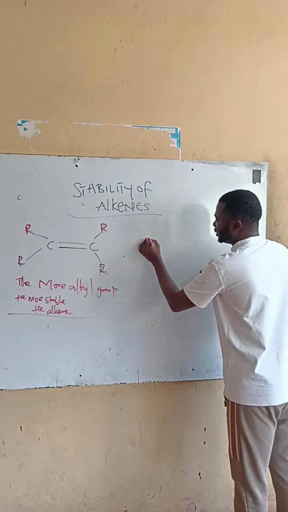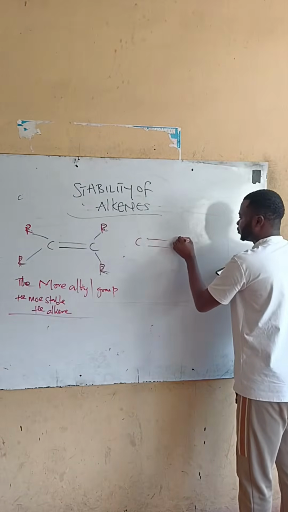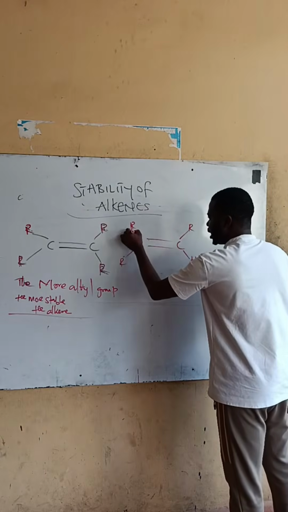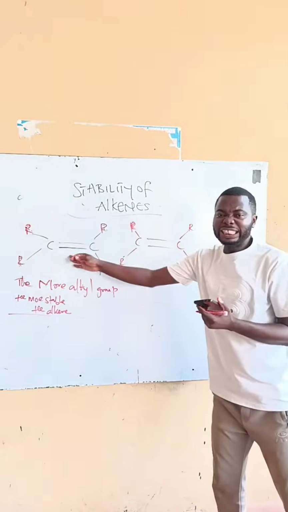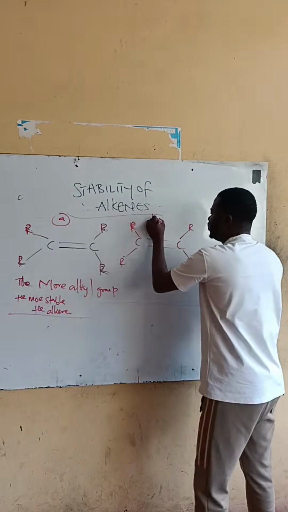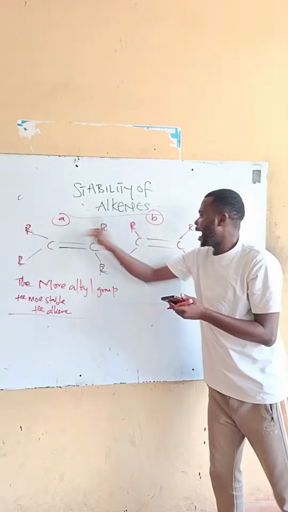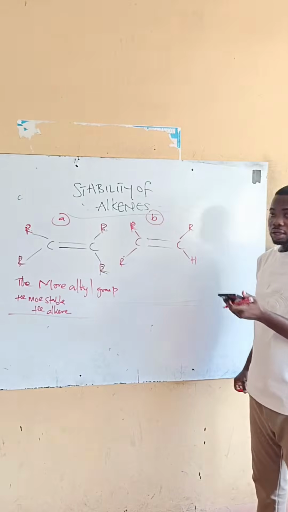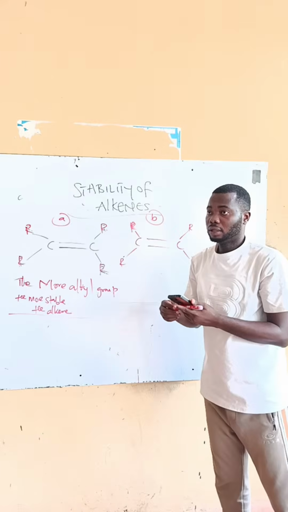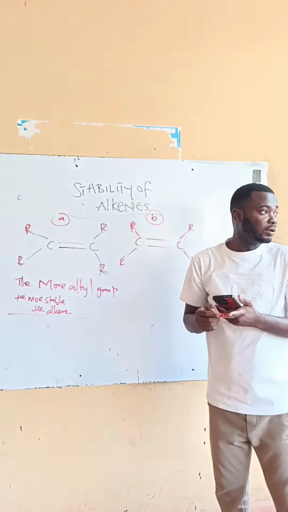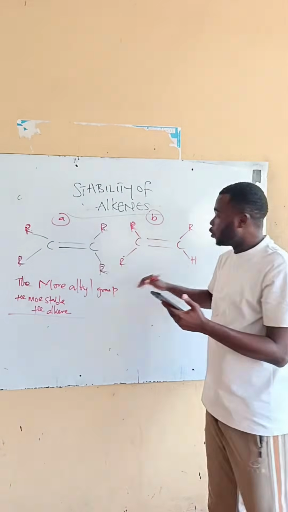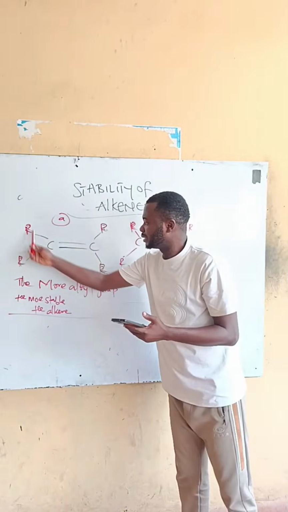Now, let's compare this one to this one. Everybody look at these two compounds. Who is more stable between the two of them, compound A and compound B? Compound A is more stable because it has more alkyl groups.